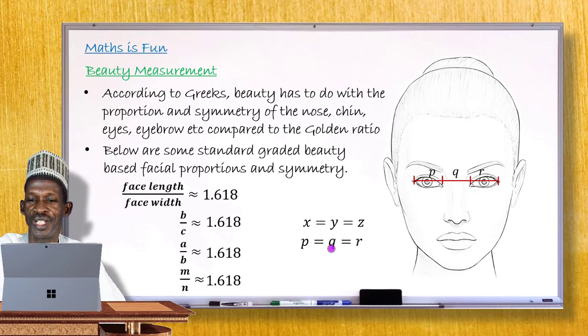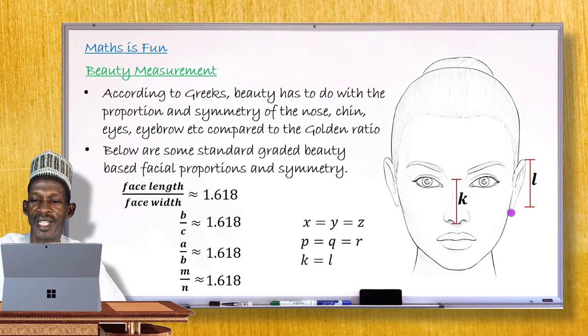Similarly, another symmetry, look at it: the width of the eyes and the distance between the two eyes. This is P, this is R, and the distance between the two eyes is denoted by letter Q. These three distances are also supposed to be equal for the most perfect or most beautiful face. Similarly, another symmetry: the length of the nose from this to this is denoted by letter K, and the height of your ears. For the most beautiful face, the two distances are supposed to be equal.